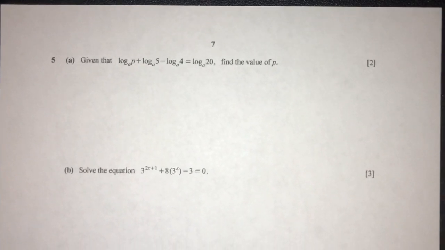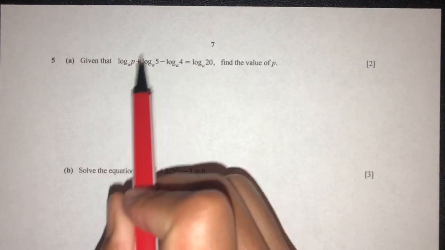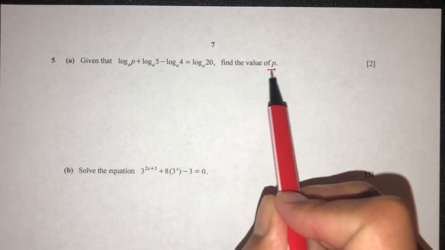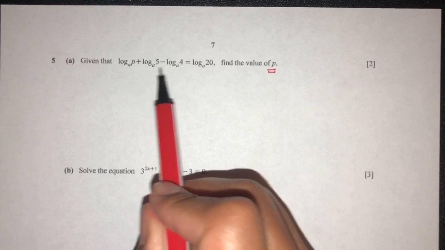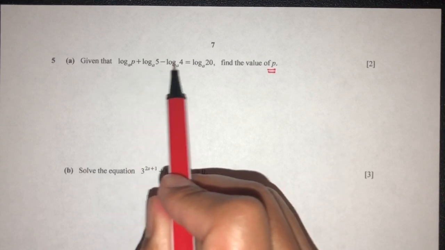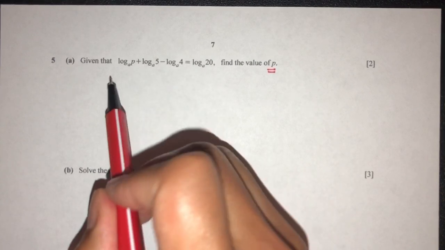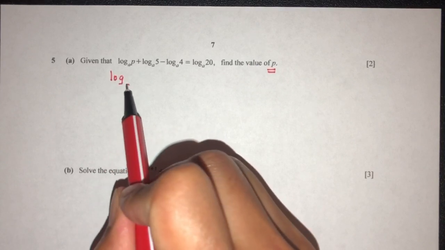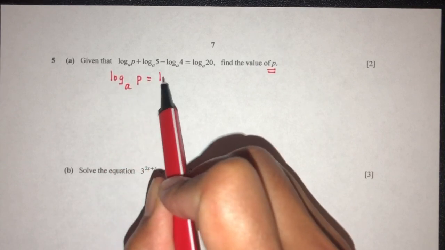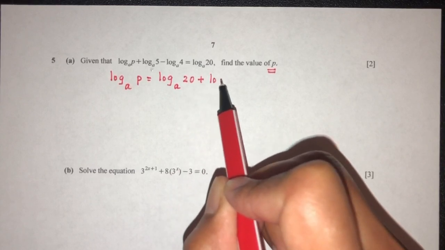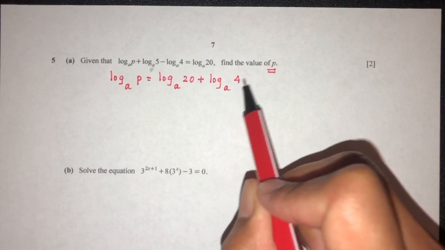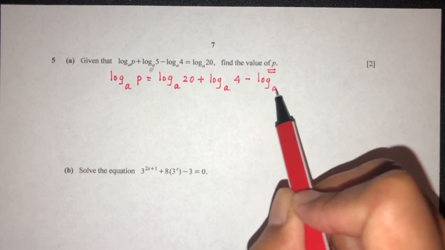Now let's move on to question number 5. So, given that we have this equation right here is equal to this, find the value of p. So we have to simplify, right, one by one. So from what we can see here, we have the same base. So let's send these one to this side. Let's see what happens. So here we have log a 20 plus log a of 4 minus log a of 5.